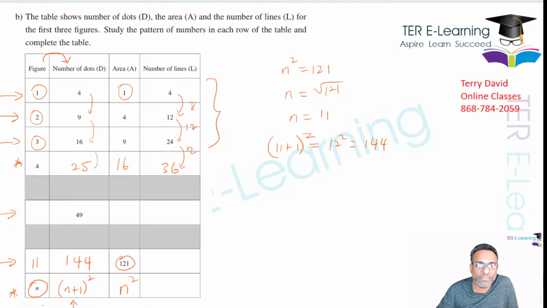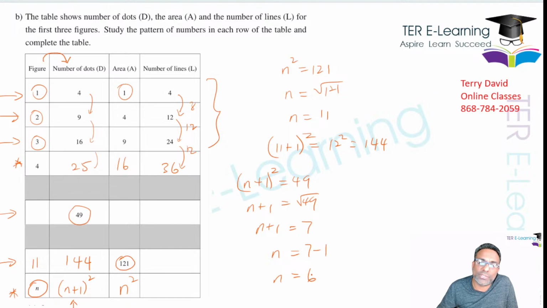Let's work out this row here, right? I'll come back to the number of lines in a sec. So we know that the number of dots is 49. So what you can do is put n plus 1 squared equal to 49. So n plus 1 is the square root of 49. So therefore n plus 1 is equal to 7. So therefore n is equal to 7 minus 1. So therefore n is equal to 6, right? So this corresponds to figure 6. And the area is going to be 6 squared, which is 36, right?